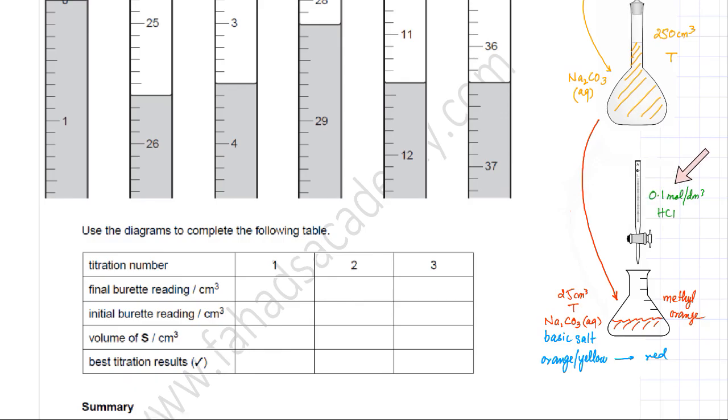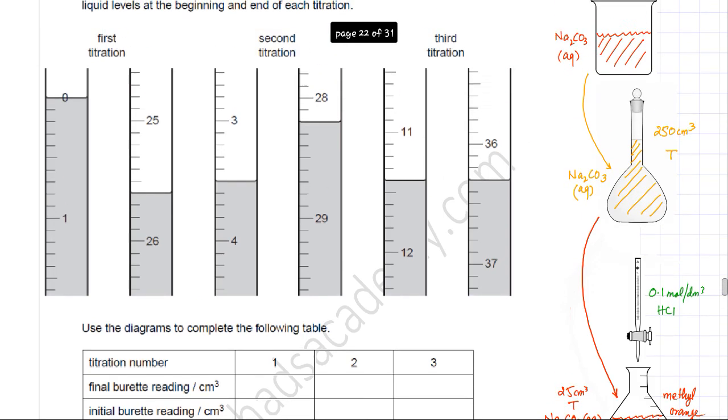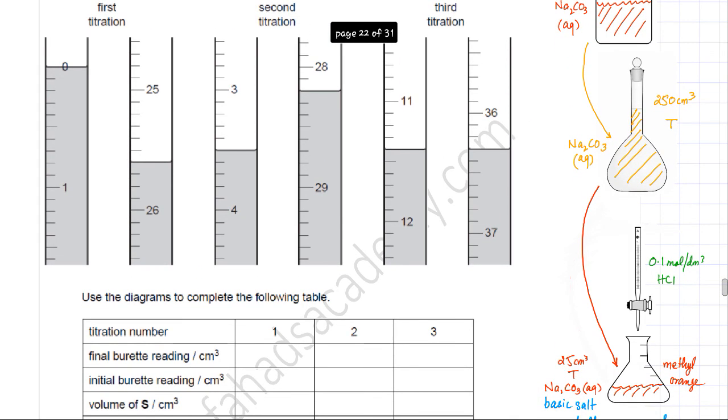So 3 separate titrations are done, and we are basically interested in what amount of HCl is being added to neutralize or react with the sodium carbonate that's present in the flask. So we need to figure out the volume of HCl that's being added, and he's given us a picture of the burette. For example, this is the first titration, and this is the initial burette reading and the final burette reading for the first titration. The initial reading is 0.00 cm cube.